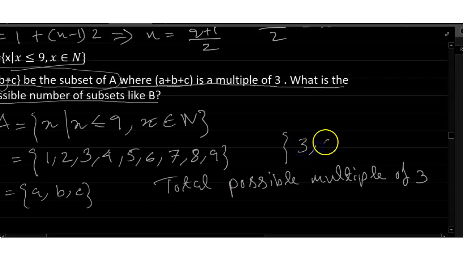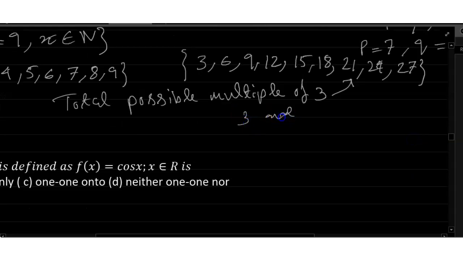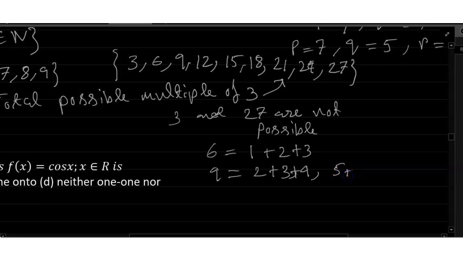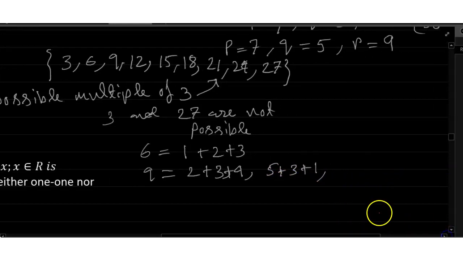3, 6, 9, 15, 3 and 27 are not possible. Yet we get 6. 6 is equal to 1 plus 2 plus 3. 9 equals to 2 plus 3 plus 4, 5 plus 3 plus 1, 6 plus 2 plus 1.